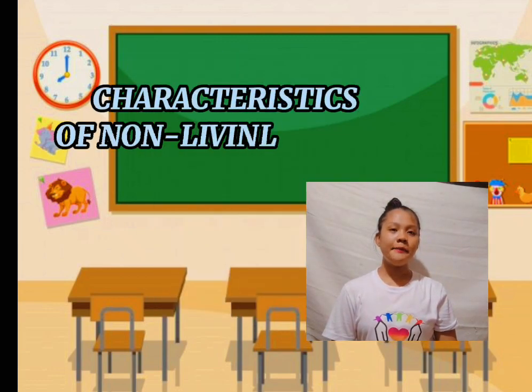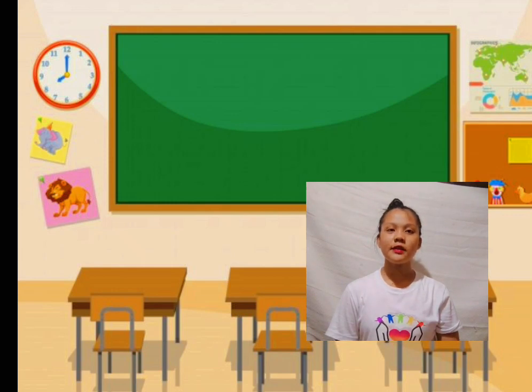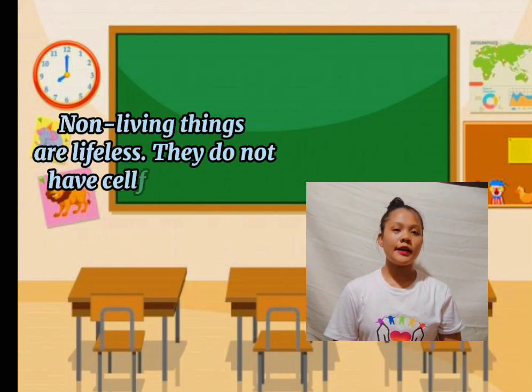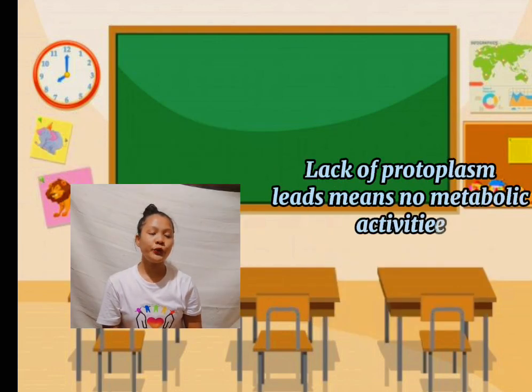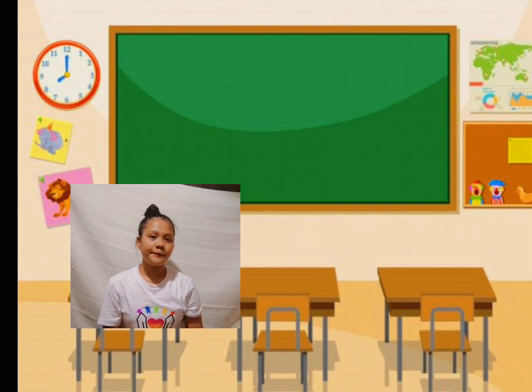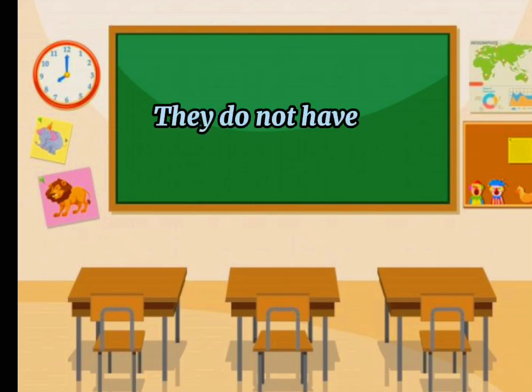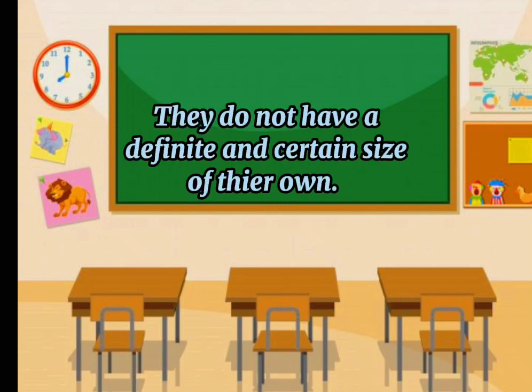Characteristics of non-living things. First, non-living things are lifeless. They do not have cells and there is no protoplasm, which forms the basis for life to exist. Number 2, lack of protoplasm means no metabolic activities. Number 3, they do not have a definite and certain size of their own.